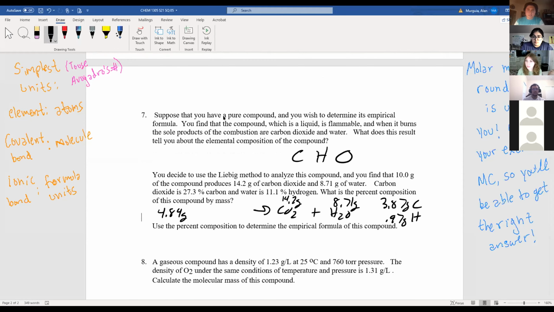So we have CH somewhere around there. A percentage of this is carbon and a percentage of it is hydrogen. Luckily, we have the exact amounts right here that we just got. So what percentage is 3.87 grams of carbon out of 4.84 grams of this whole compound?